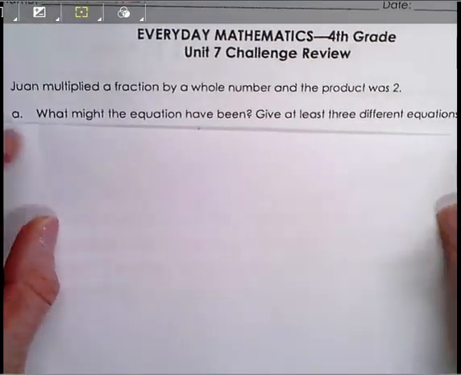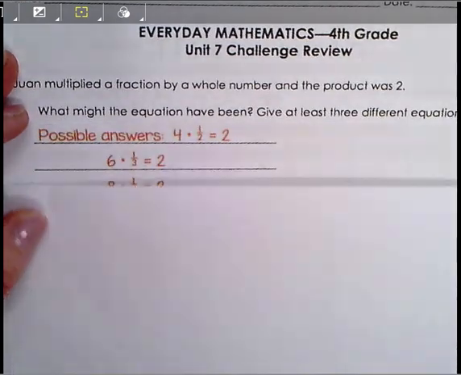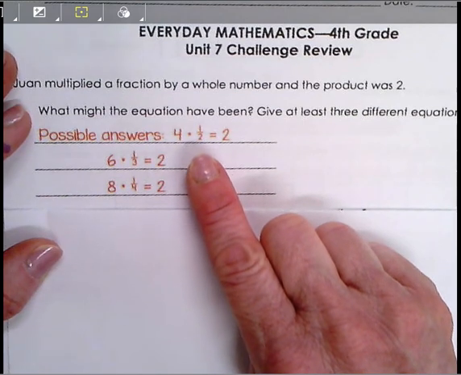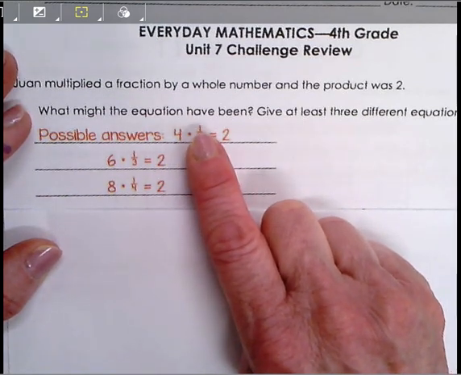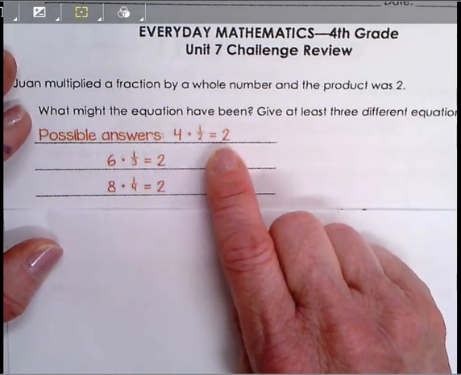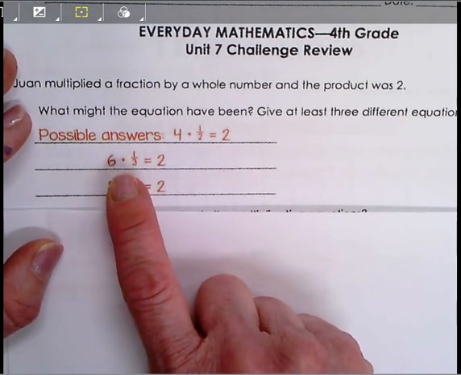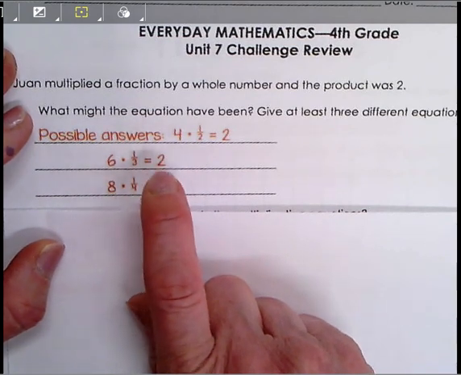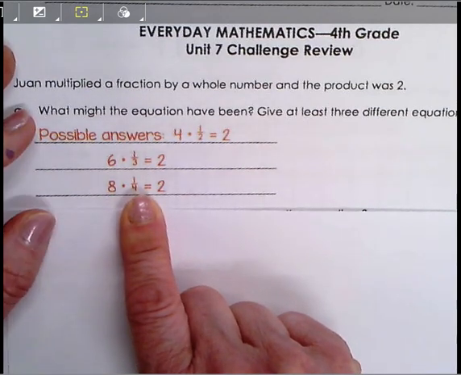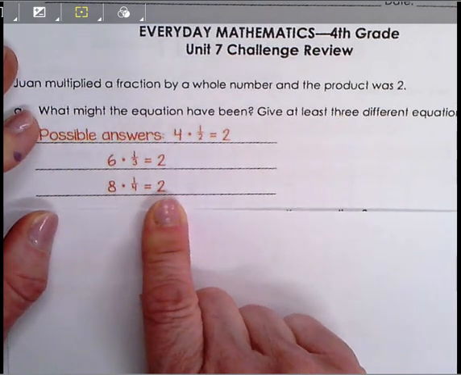All right, we're back. There are lots of different possible answers. Here are 3 possible answers. The whole number 4 times a half. That would give you 4 over 2, which we know 4 halves is the same as the whole number 2. You could have done 6 times 1/3, because 6 times 1 is 6, and 6/3 is the same as the whole number 2. You could have also done 8 times 1/4, because I know 8 times 1/4 would give me 8/4, and 8/4 is the same as the whole number 2.